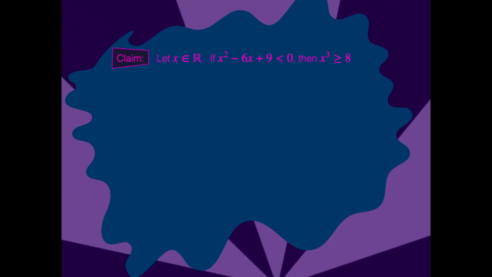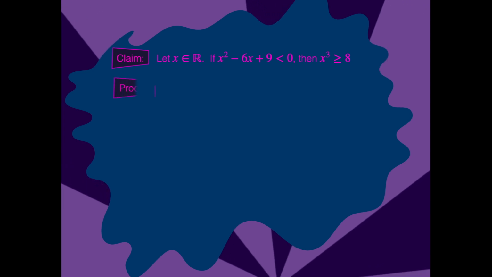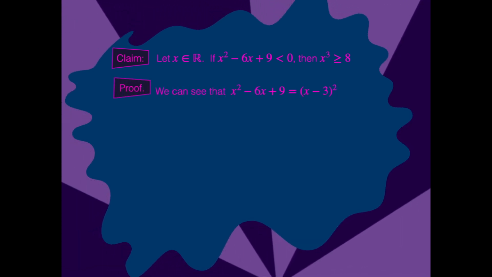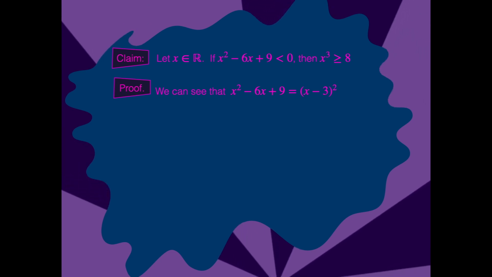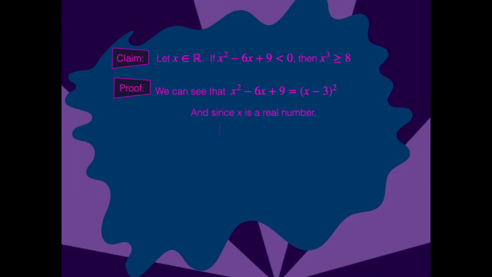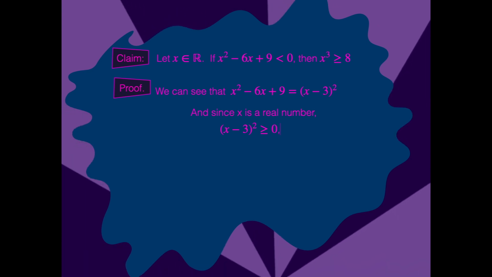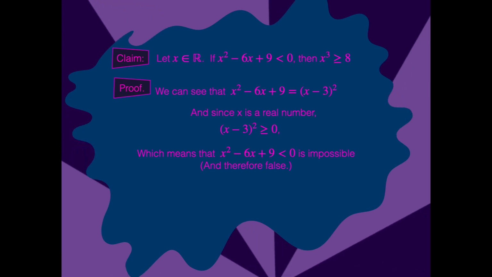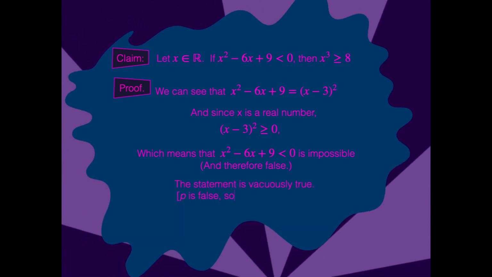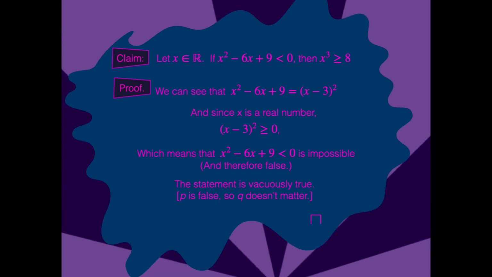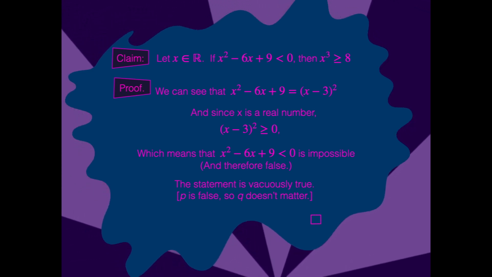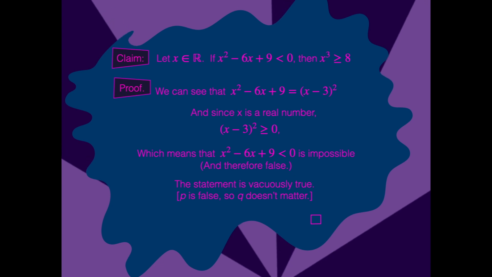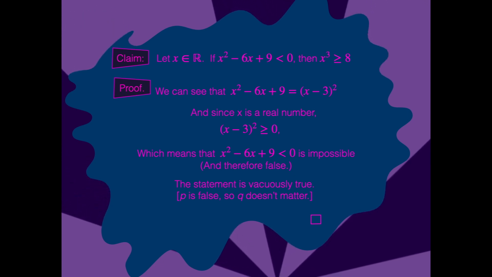Secondly, x is a real number, and we're going to say that if x squared minus 6x plus 9 is less than 0, then x cubed is greater than or equal to 8. Notice we can factor that. And since x minus 3 squared is greater than or equal to 0, that P statement is going to be false. So the fact that x squared minus 6x plus 9 is less than 0 is impossible, and therefore false. That makes it so that we don't really care what that second, then statement is, the Q statement. And that makes this entire thing vacuously true.